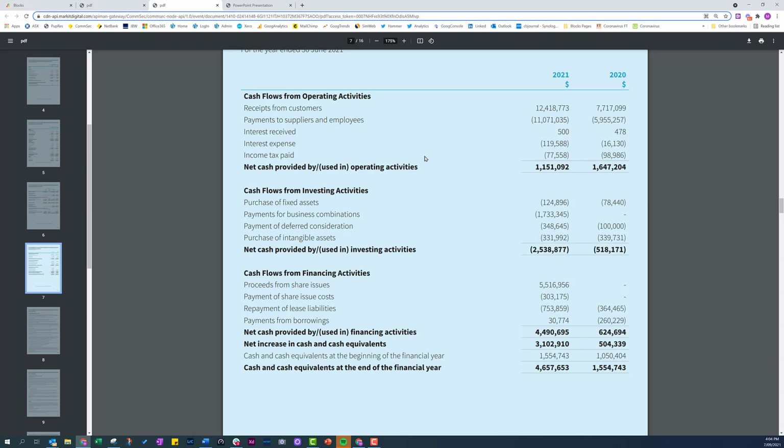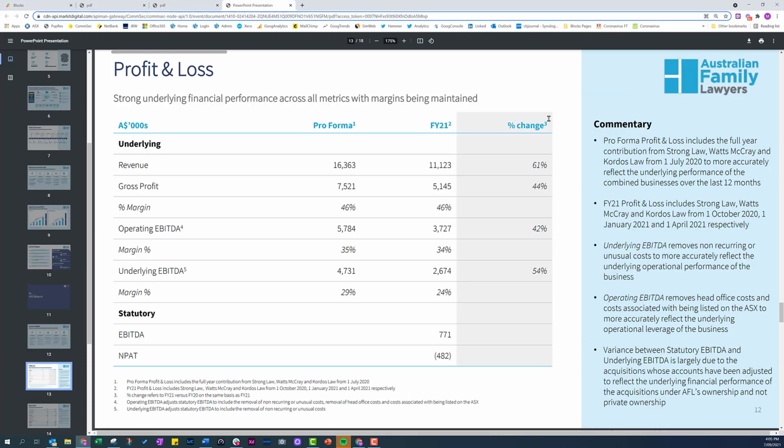The second check is how the cash flow compares to the earnings that the company is reporting. If we have a look at the company presentation for the latest results on the P&L, we can see a couple of interesting things here. One is the multiple definitions the company has of earnings. So they've got this operating EBITDA level, the underlying EBITDA, and then of course the statutory EBITDA, and obviously one line for the statutory NPAT. So quite a difference between underlying EBITDA here of 4.7 million and a statutory loss of $500,000. So that's one little warning sign.